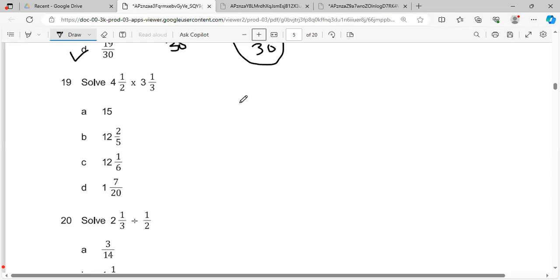Okay, so first of all, you have to turn both of the mixed numbers into improper fractions. So 4 1/2 would be 9/2, as 2 times 4 is 8 plus 1 is 9/2. And then 3 1/3, 3 times 3 is 9, plus 1 is 10/3.